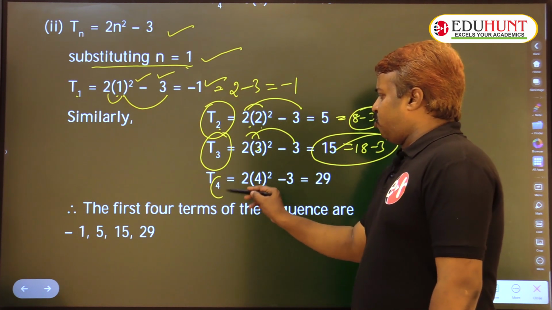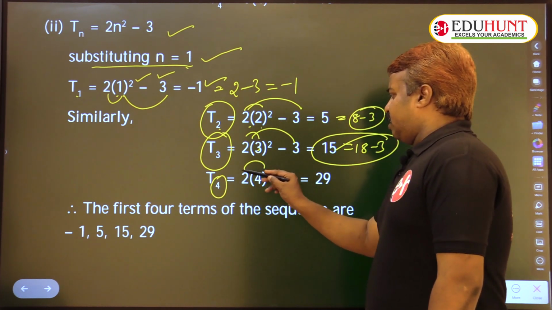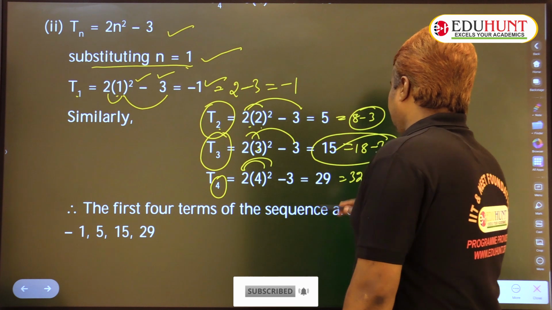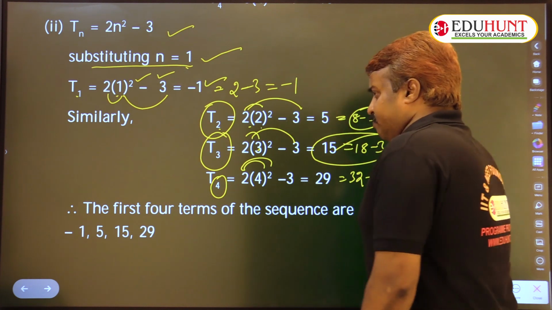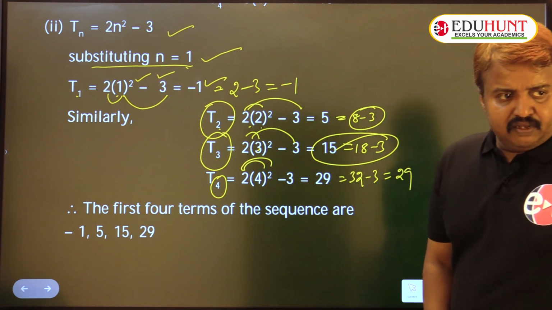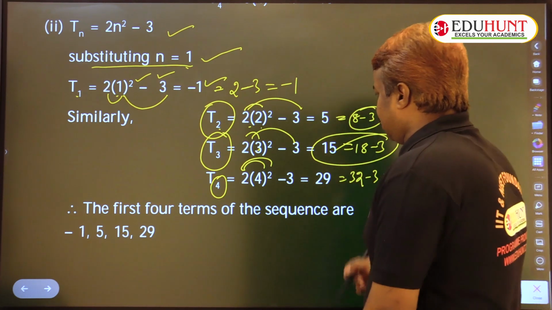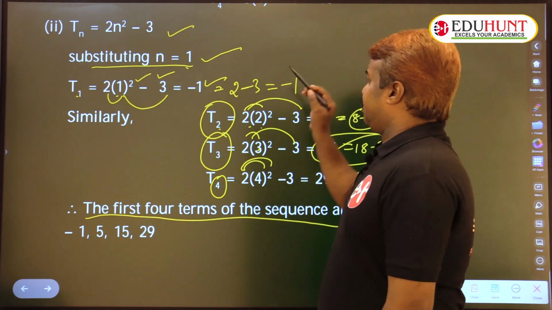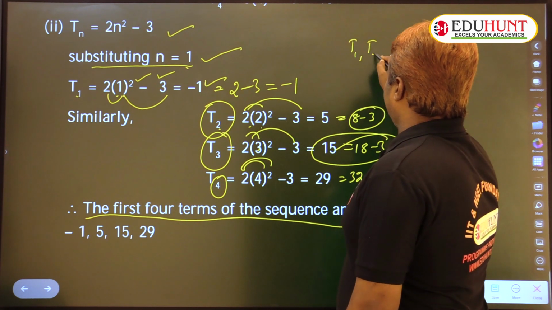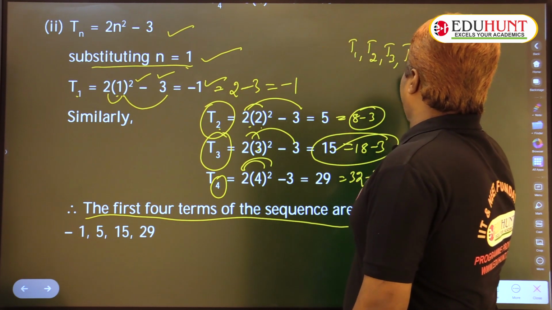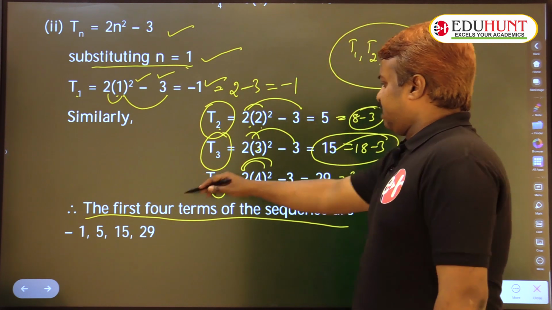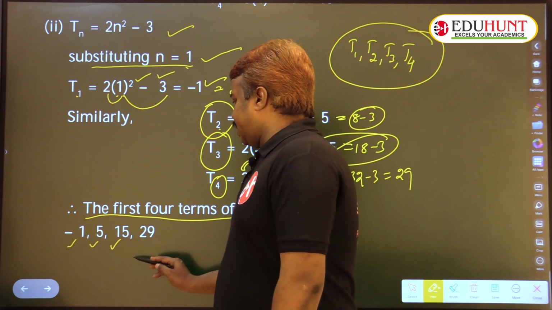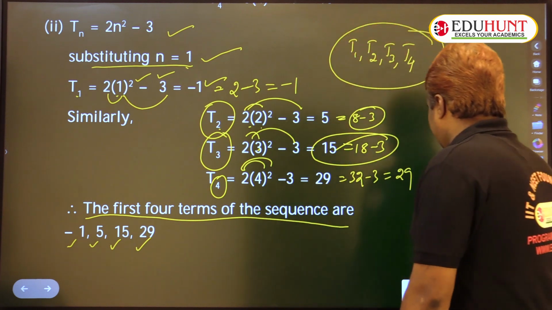Similarly, write n equal to 4. 2 into 4 whole square, 16 into 2 is 32. 32 minus 3 is 29. So 29 is the value here. The first 4 terms of the sequence: what n values did we take? 1, T1, T2, T3, T4. That means the first 4 terms of the sequence are the values we got: minus 1, 5, 15, 29. That is about this example.